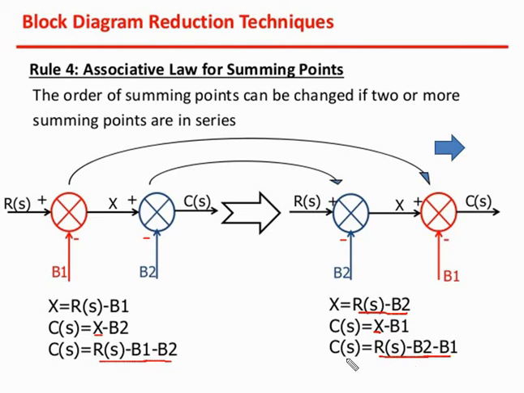If we compare these two equations, C(s) equals R(s) minus B2 minus B1, and here C(s) equals R(s) minus B1 minus B2. So both the equations are the same. So by interchanging two summing points connected in cascade, the output C(s) will remain the same. So we can interchange the summing points.